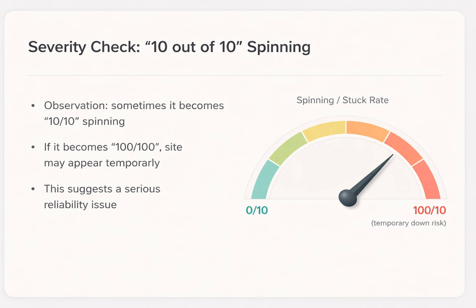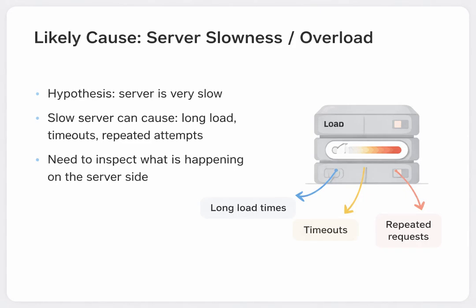That's a reliability red flag. Even if the app works sometimes, frequent stuck loading can be as damaging as a full outage. The speaker suspects the server is overslow. A slow server can easily create the exact symptoms described: pages that keep loading, requests that time out, and sometimes the front end retrying or waiting indefinitely. At this point, the next step is to inspect what's happening server-side: logs, response times, and whether the server is struggling under load or misconfiguration.